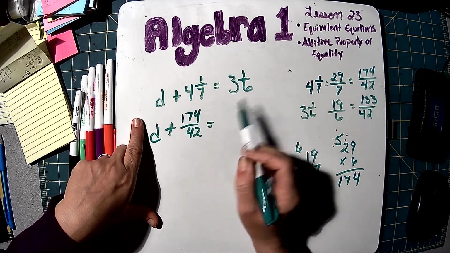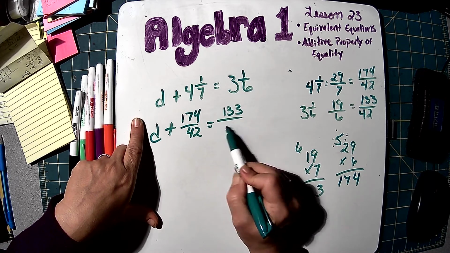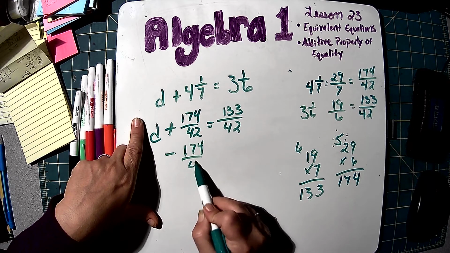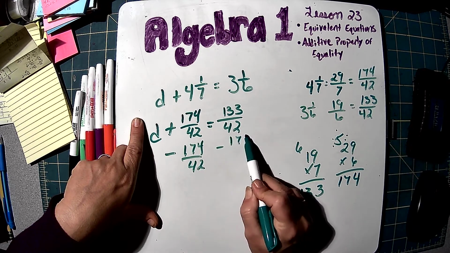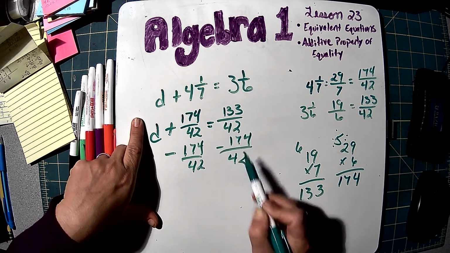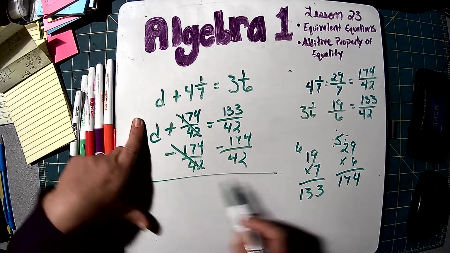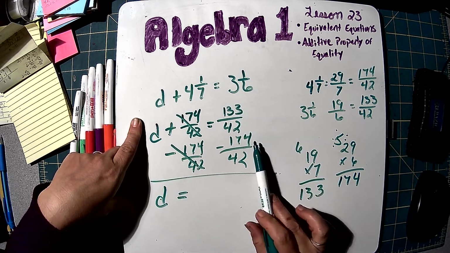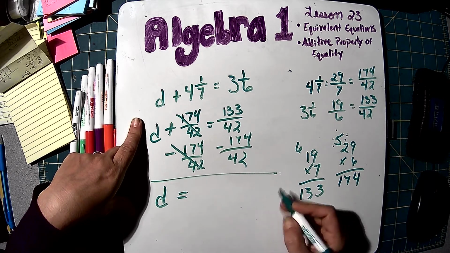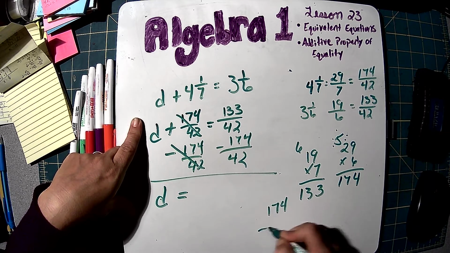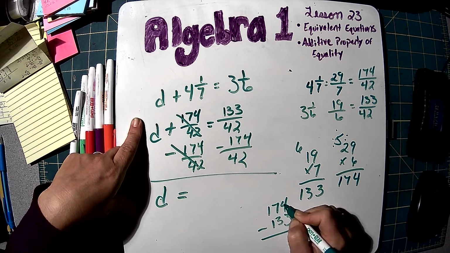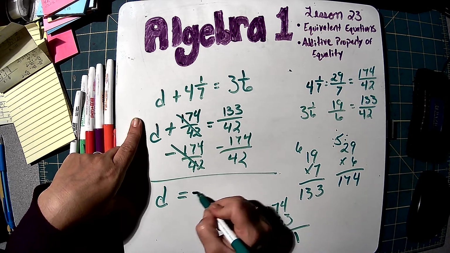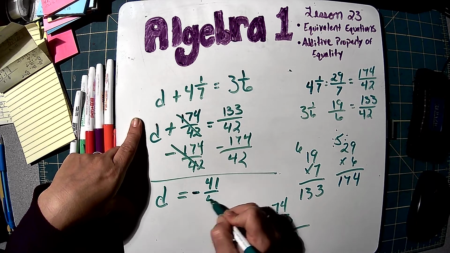So I've got d plus 174/42 equals 133/42. And then I have to do minus 174/42 minus 174/42. Those cancel. And I'm left with d on that side. And then I have to do 133 minus 174. So that would really, we're going to flip that and say 174 minus 133. And we're going to get negative 41/42.